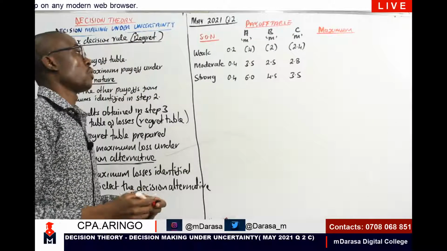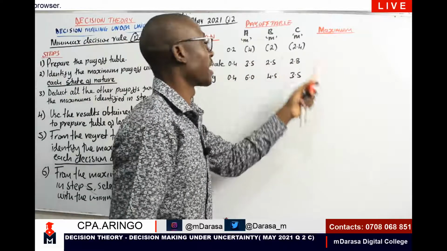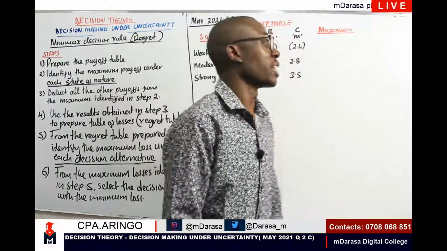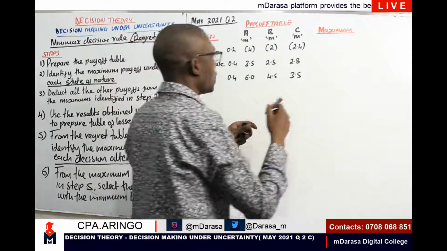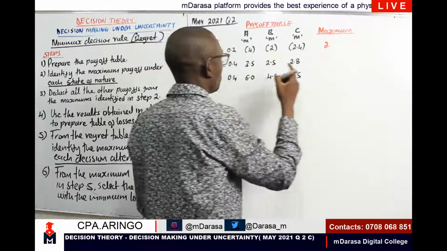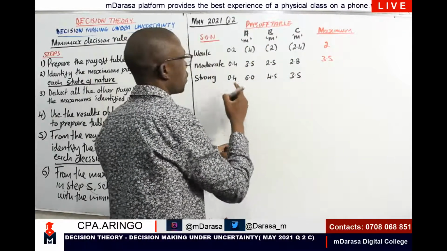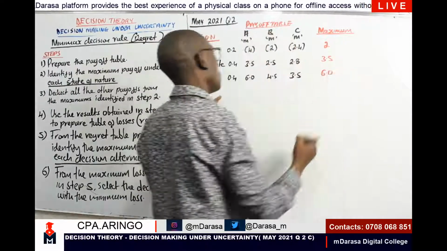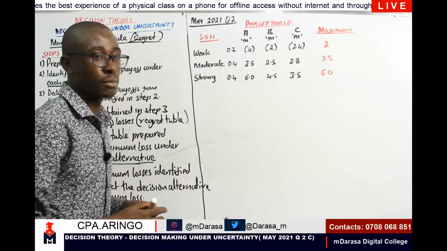The maximum payoffs under each state of nature. At weak, between -4, -2, and -2.4, which one is the highest? We can clearly see that, because they are negative, -2 will be the highest. So the maximum here is -2. The maximum at moderate is 3.5. And the maximum at strong is 6.0. So these are the maximum payoffs under each state of nature.